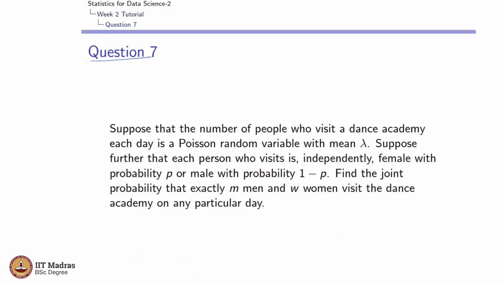So question number 7 is, suppose that the number of people who visit a dance academy each day is a Poisson random variable with mean lambda. Now suppose further that each person who visits is independently female with probability p or male with probability 1 minus p. Now you have to find the joint probability that exactly m men and w women visit the dance academy on any particular day.